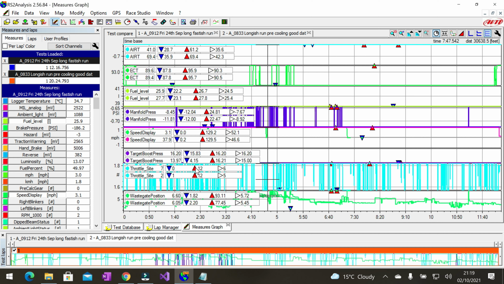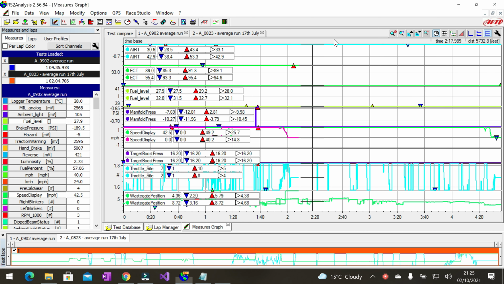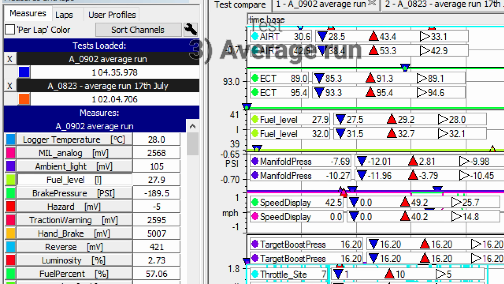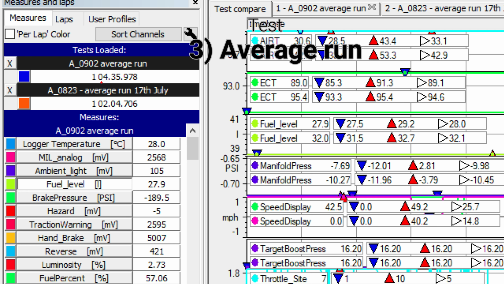The maximum throttle pedal is 12. It's not full throttle, but it's close. But again, this is on the road, remember. So this is a fast longish run. So the third test is just an average run. I've got the post cooling was the 24th of September, 21-22 degrees again, and this was a four minute run. And then the other one is 17th of July, same sort of temperature, 2 minutes.